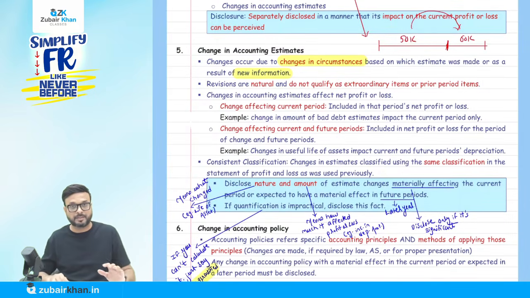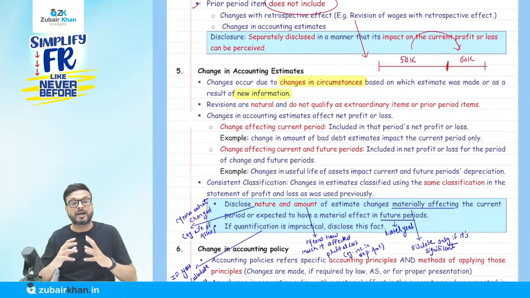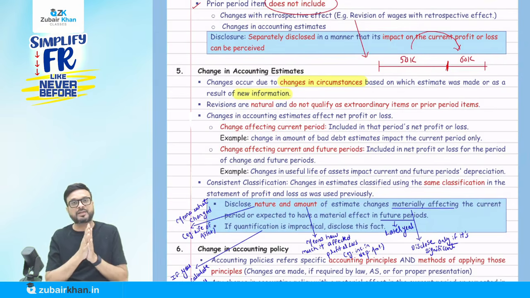We made a certain estimate in the past. Now we are changing that estimate. For example, we assumed the life of the asset would be, suppose, 10 years. Now after 8 years, we change that and say it should be 12 years. Or we made a provision of 5%, then we decided it should be 8%. So we're changing the estimate.